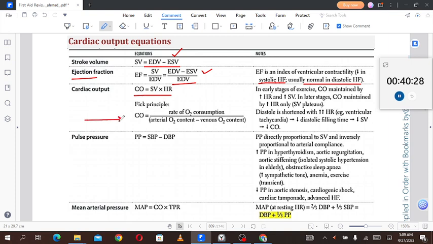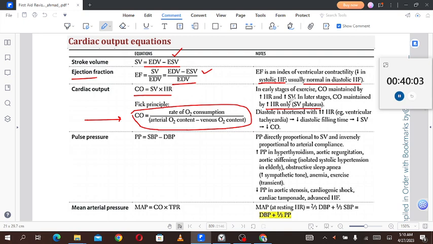So cardiac output is equal to rate of oxygen consumption divided by the arterial oxygen content minus the venous oxygen content. So it is basically the rate of oxygen consumption divided by the difference between the arterial and venous oxygen contents. So this gives us the cardiac output. In early stages of exercise, cardiac output is maintained by increasing heart rate and increasing the stroke volume. In later stages, cardiac output is maintained by increasing heart rate only because stroke volume plateaus after a specific amount of increase.